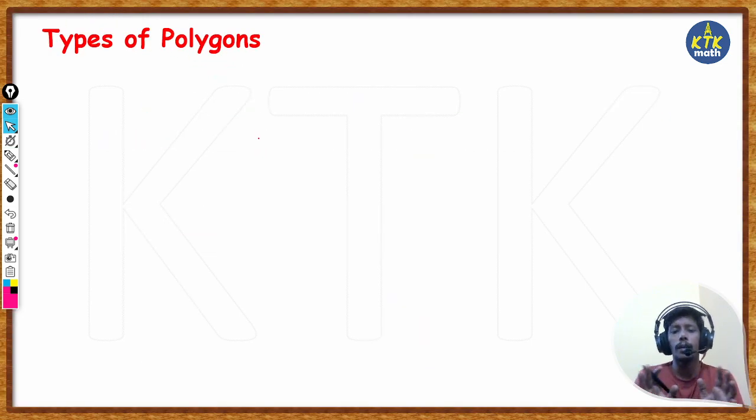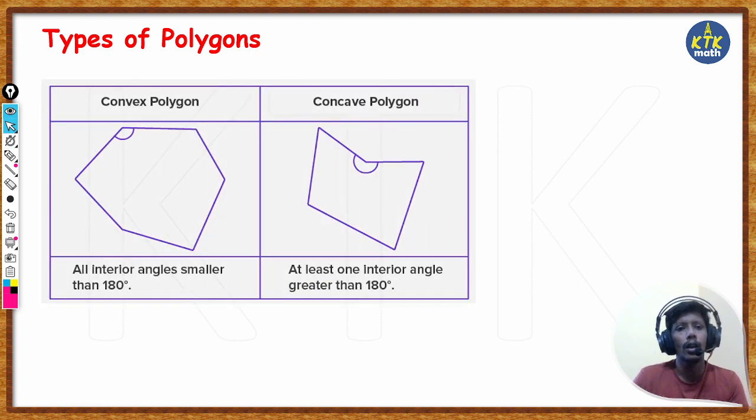Whenever you are learning the definition of a particular shape, you must know what types exist there. Here, based on interior angles of a polygon, we define polygons into two major types. Based on interior angle. You just observe here, I am giving you a 5-sided shape. Observe here, all these angles are less than 180 degrees. Less than 180 degrees means it is less than a straight angle.